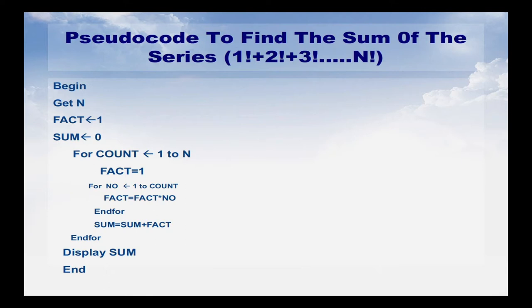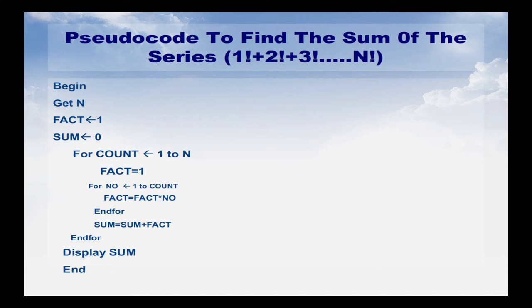Initially fact is 1. So, first 1 into number is that number. The number is incremented, so first number will be 1, then 2, then 3. So, if the number is 1, the fact is 1. If the number is 2, the fact is 1 into 2. If the number is 3, the fact is equal to 1 into 2 into 3. So, this continues and finds the factorial, and after computing the factorial, it adds the factorial to the sum. Sum is equal to sum plus fact, that is adding the factorial to the sum.